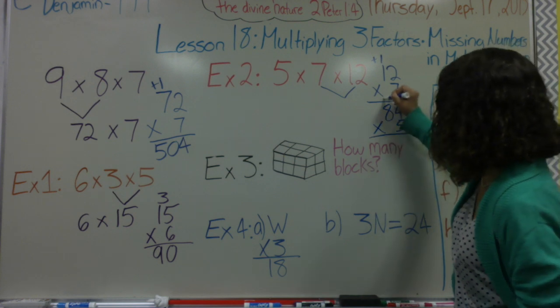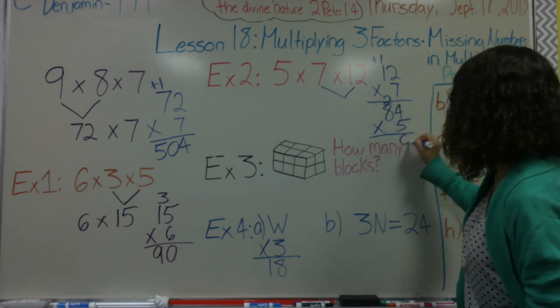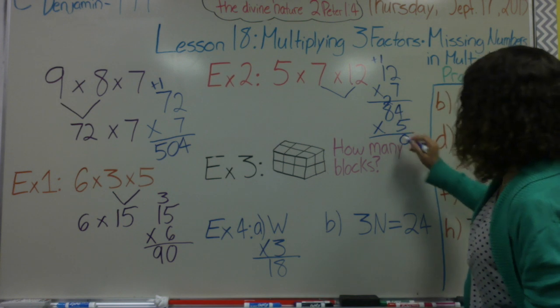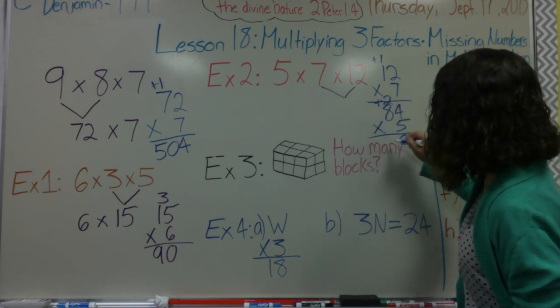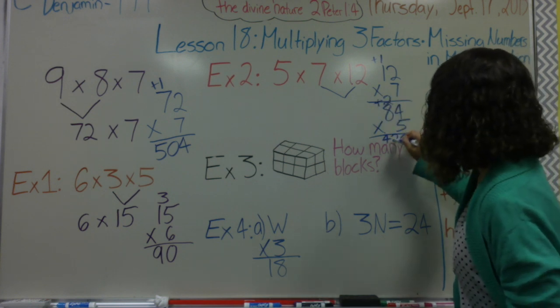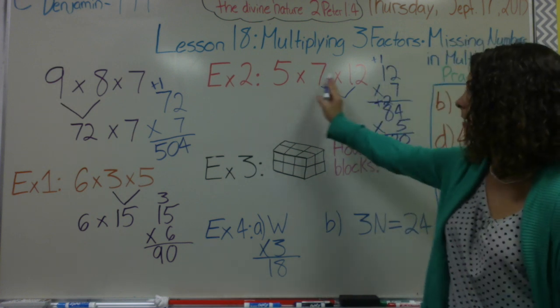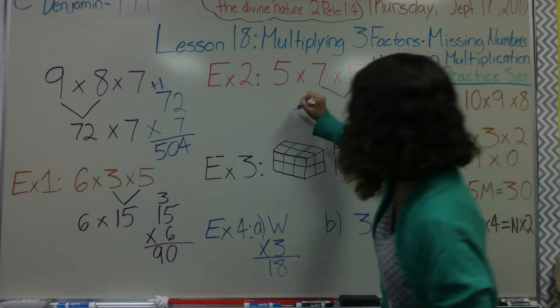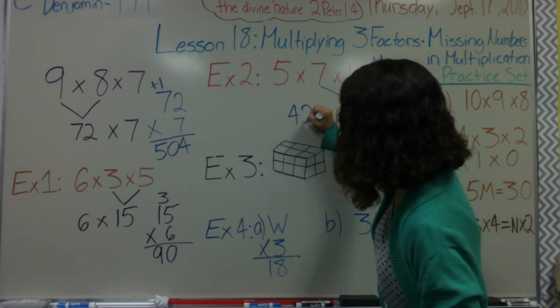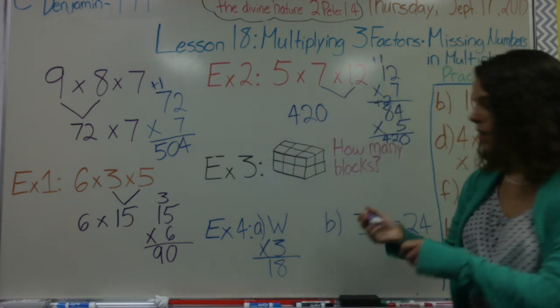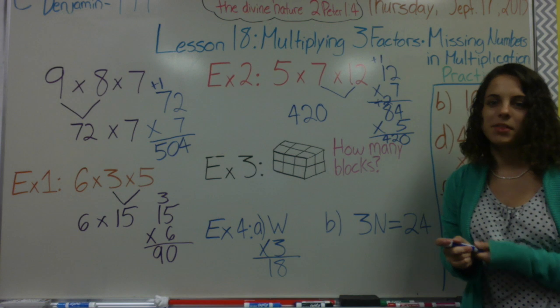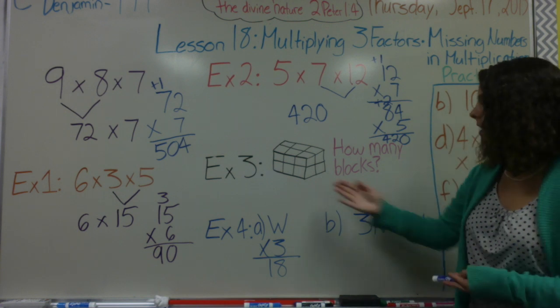5 times 4 is 20. I'm going to carry my 2, bring down the 0. 5 times 8 is 40, plus 2 more is 42. I know it's a little scrunched, but my product of 5 times 7 times 12 is indeed 420. Our next example that we are going to look at is example 3.